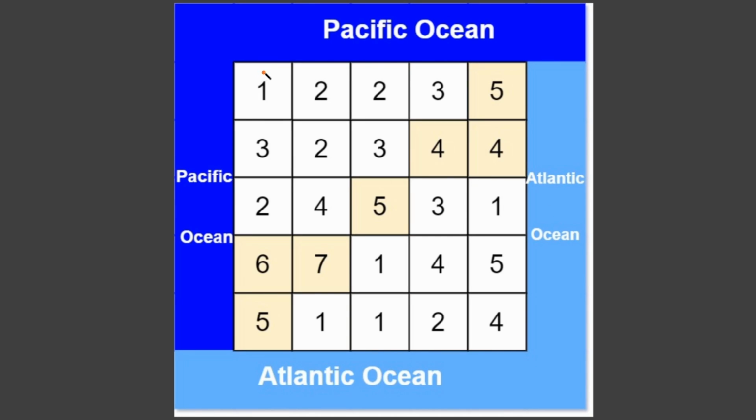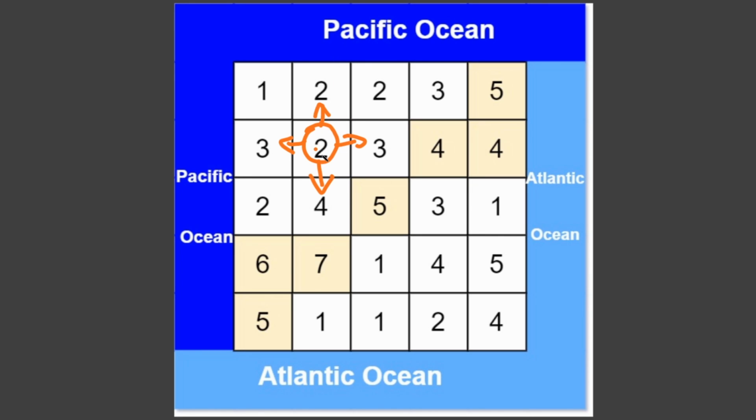So the brute force way to approach this problem is to iterate through every single cell and then check if that cell can reach the Pacific and the Atlantic Ocean. So for example, let's look at this 2 here. We would go in all directions and we would check if any of these directions eventually lead us to the Atlantic and the Pacific Ocean. And if they do, then we want to add this to our result set.